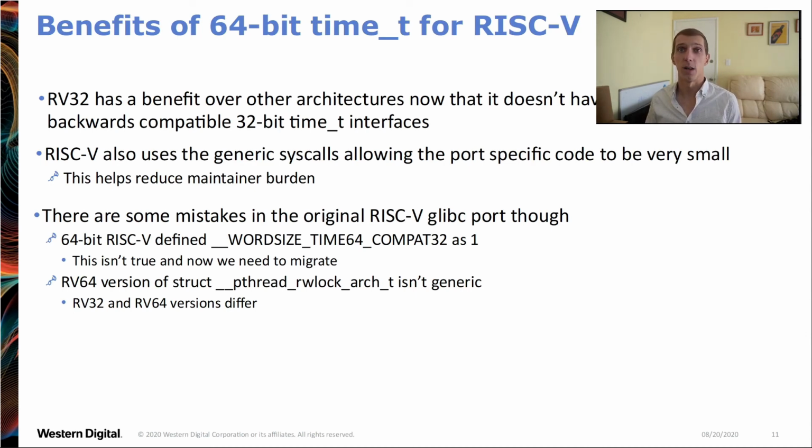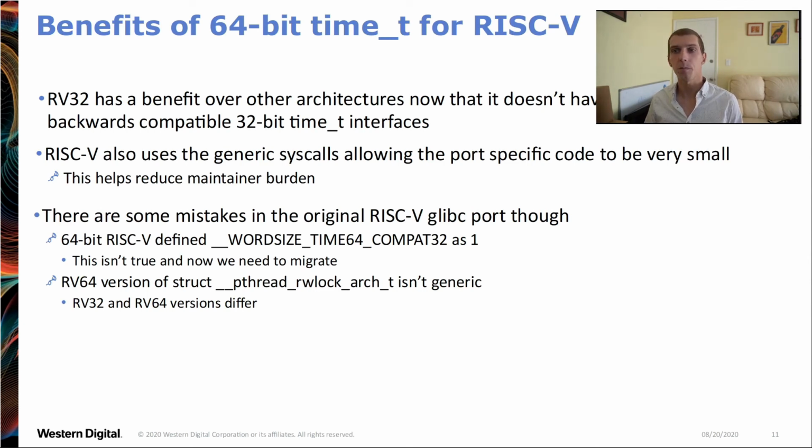This was done at the time with the assumption that 32-bit RISC-V would use the 32-bit time_t, which seemed likely at the time, but is no longer the case. We can't just turn this off, as that will break backwards compatibility. So this is something that now needs to be migrated for both 32 and 64-bit RISC-V. Not ideal, but something that can be worked around.